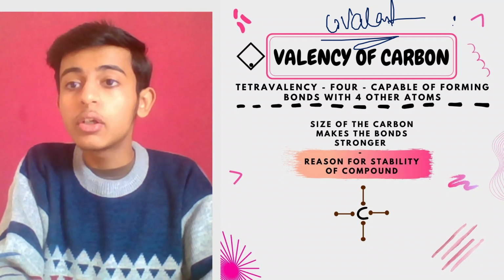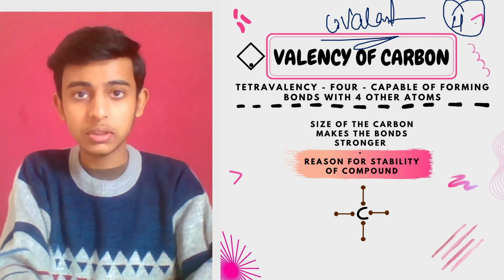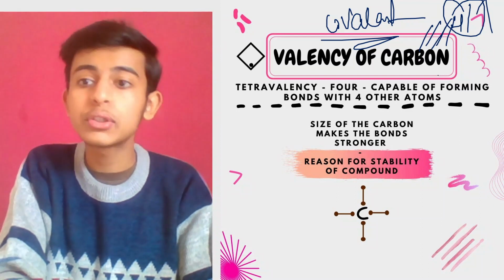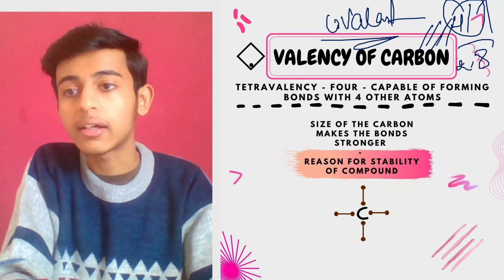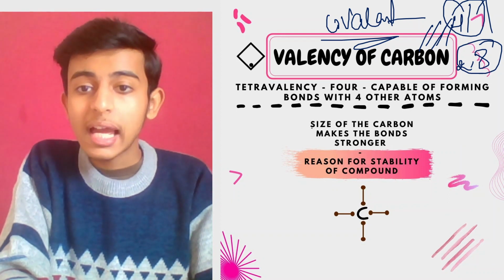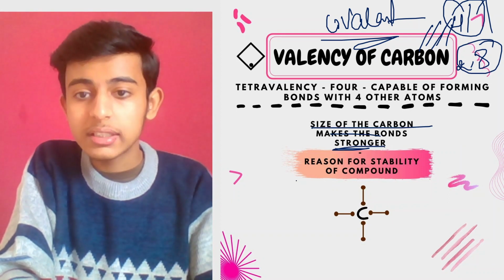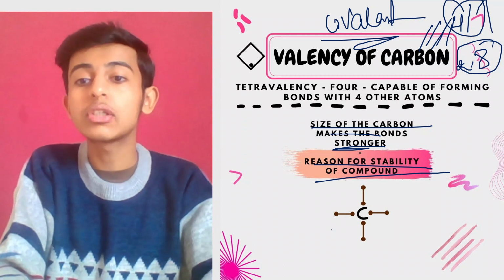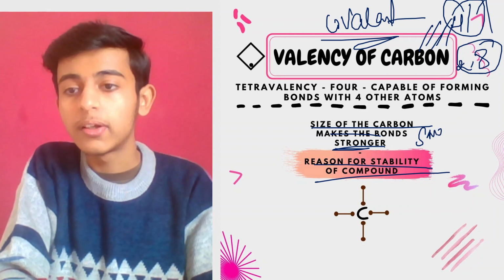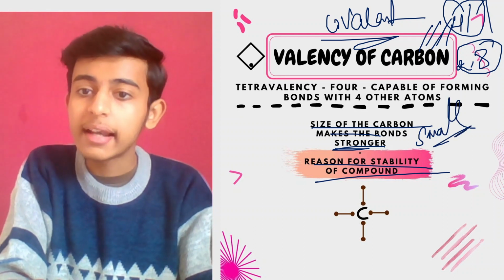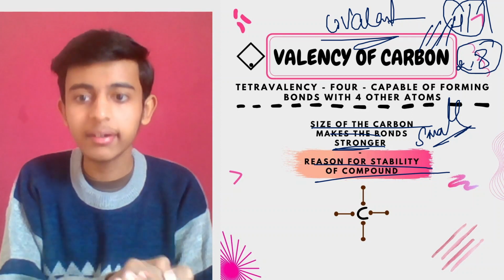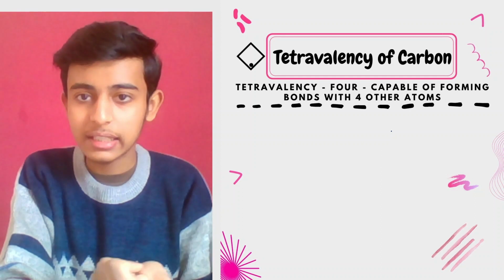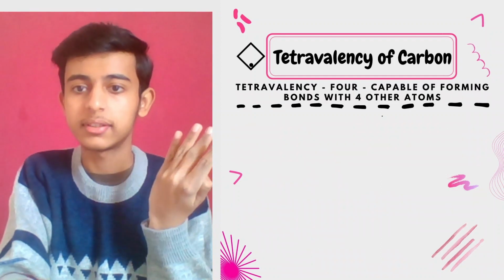Because carbon wants 4 atoms of other elements to share electrons with it, so that carbon's octet will be completed to 8. The size of the carbon makes the bond stronger. Reason for stability of compounds: how are carbon compounds stable? Because of the size of the carbon. It is small in size. That is why it makes the bond stronger and stable. Correct, everyone? And tetravalency, as I told you, is the capability of forming 4 bonds.